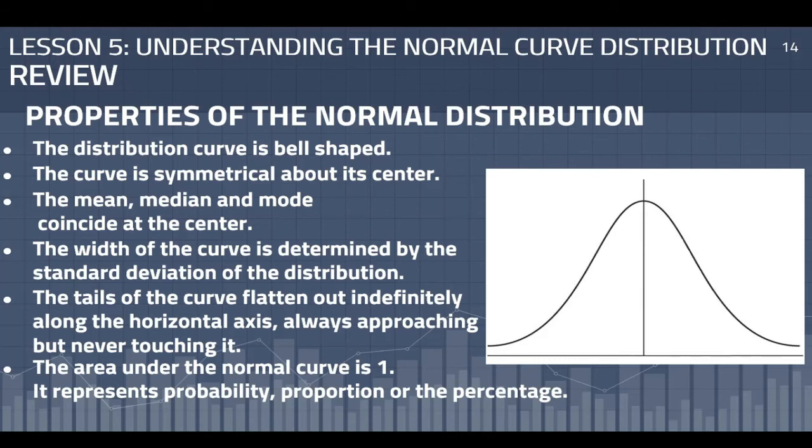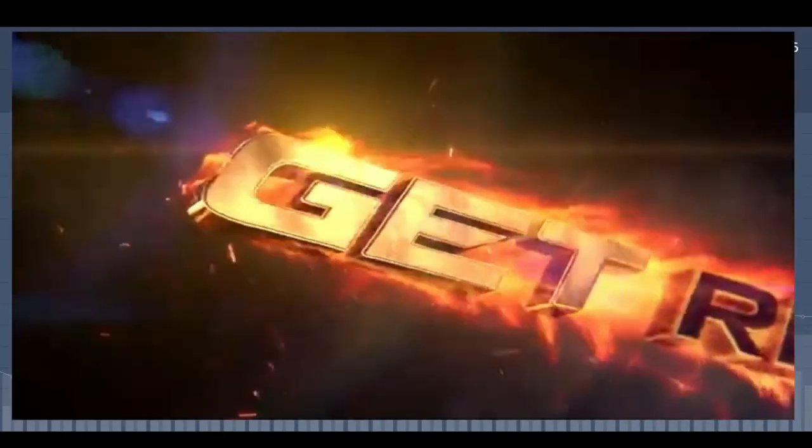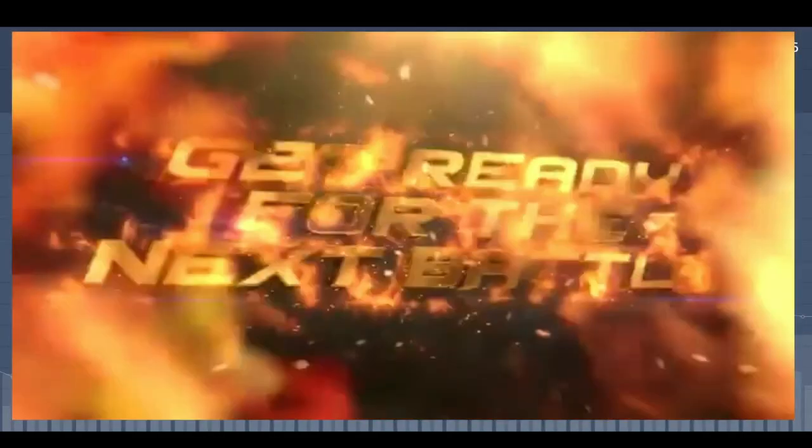Okay. So, ano ba ang dapat natin reviewin ngayon? Yung steps sa pagkuha ng area ng normal curve. So, paano bang gamitin ng z-table? So, unang-una, express the z-score into a 3-digit form. Find the first two digits on the left column. Find the third digit on the top row. Then, the intersection will be equal to the area. Okay? So, sige. Ngayon, practicein natin. Get ready for the next battle.